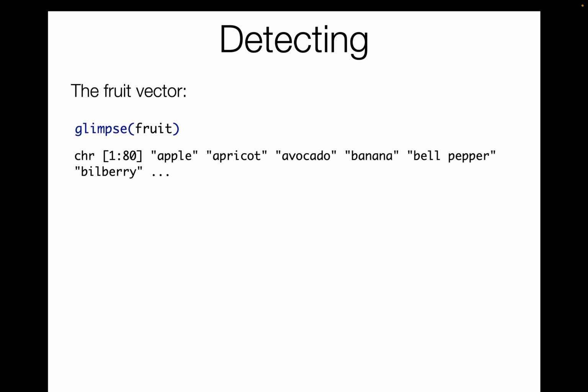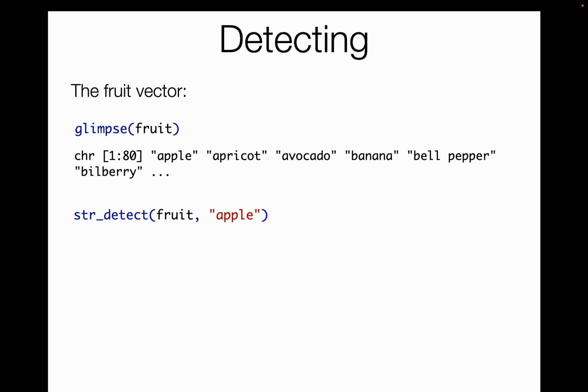Okay, so we're going to use this vector. There is a vector that the tidyverse provides for examples in stringr, and it's fruit. So fruit is an example of things that are characters. Here's fruit. There are 80 fruits in the vector. And the glimpse function is not part of stringr, but it is helpful to get a glimpse of what a structure is.